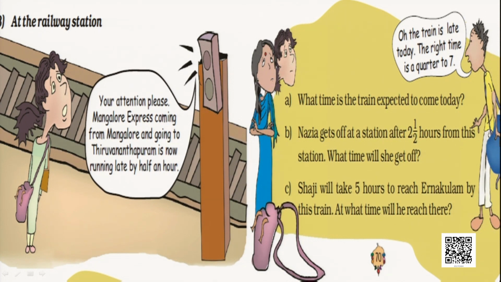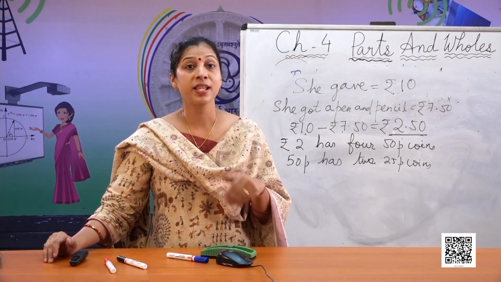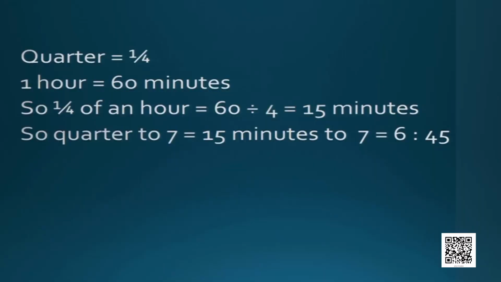The right time is 6:45. Now the right time is 6:45 means the time of the train is 6:45. The correct time of the train is 6:45. Let us find out what is the meaning of 6:45.